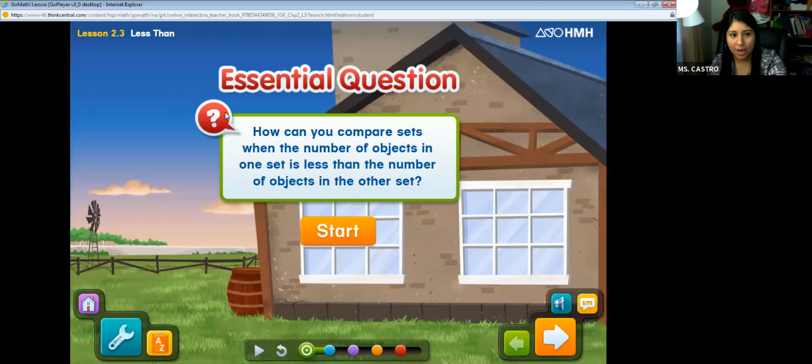So boys and girls, if you have your math books ready, we're on lesson 2.3, which is less than. How can you compare sets when the number of objects in one set is less than the number of objects in the other set?